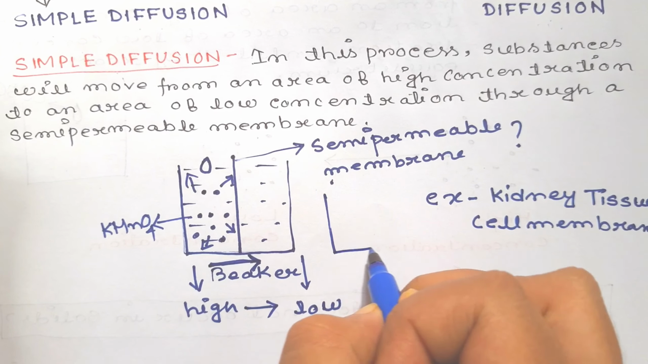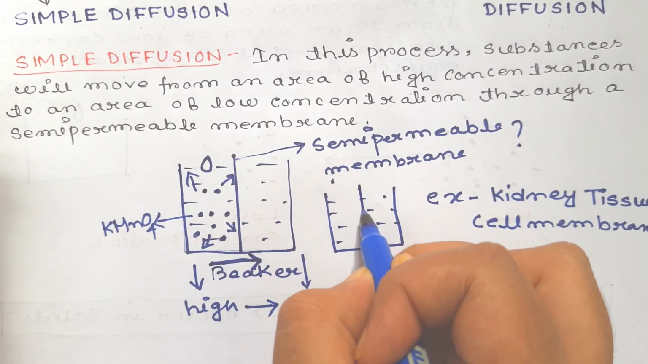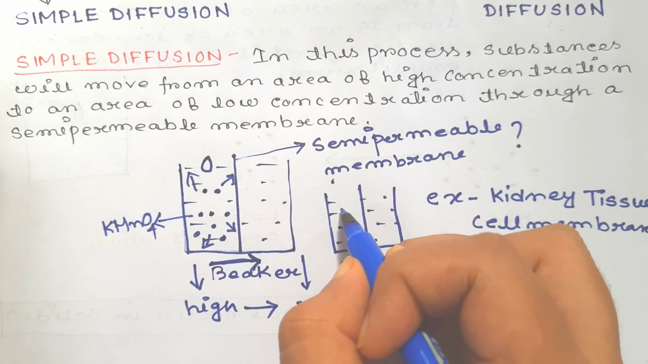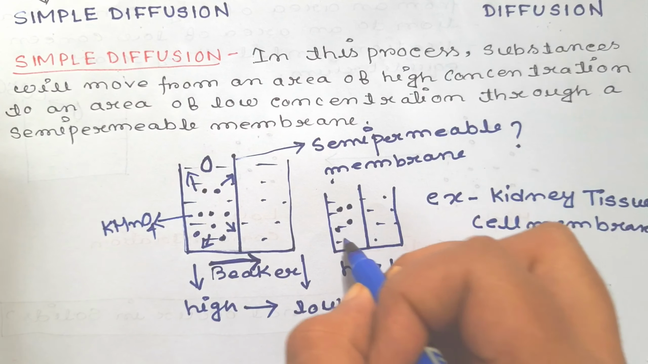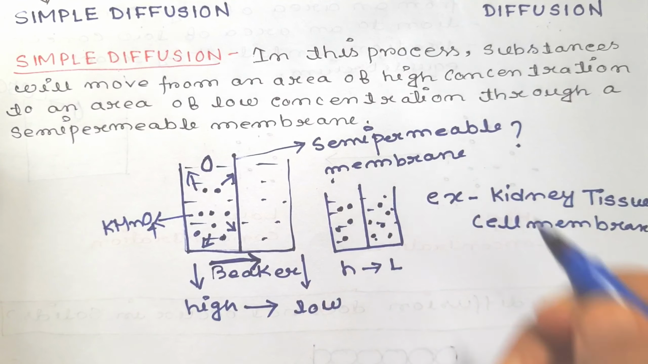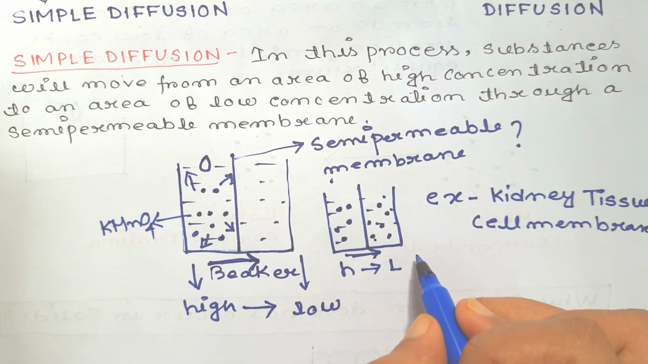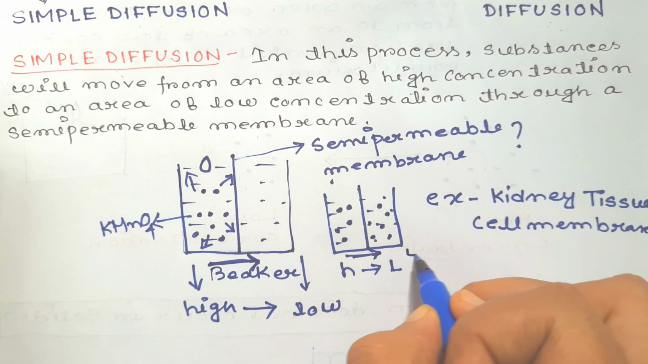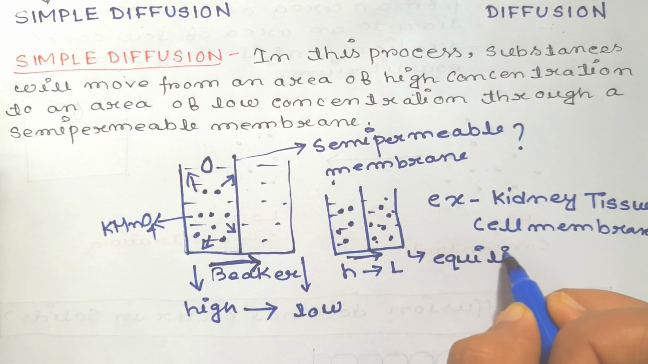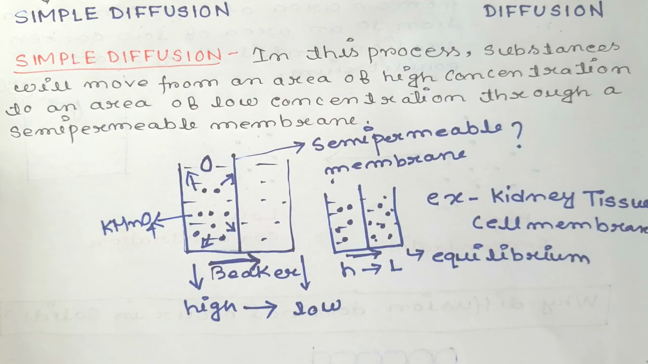So they will move from high to low until they reach equilibrium. Think when the number of molecules becomes the same on both sides, then they stop moving. Okay, it is the equilibrium condition.